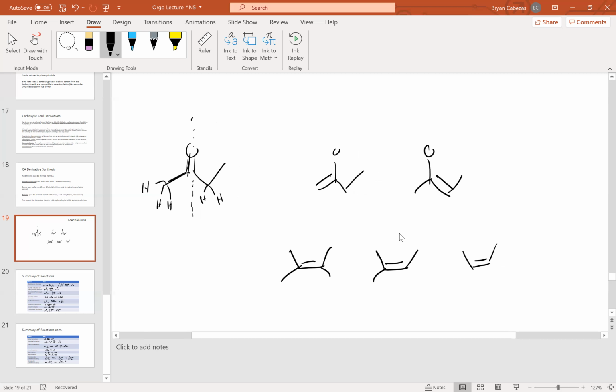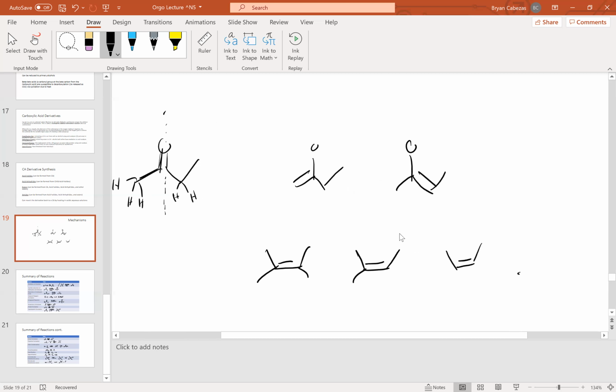Let's say we had two of these groups removed. Now it's less stable, and then it's even less stable with this. This is a primary end, this is a secondary one. This is kind of bad. Here we have two secondaries. Here we have a tertiary and a secondary. We have two tertiaries, right?